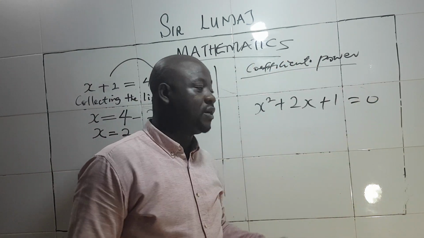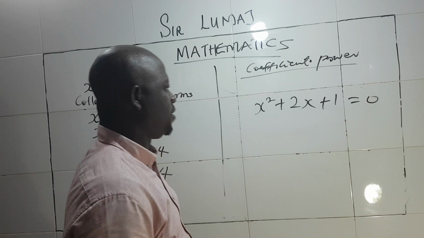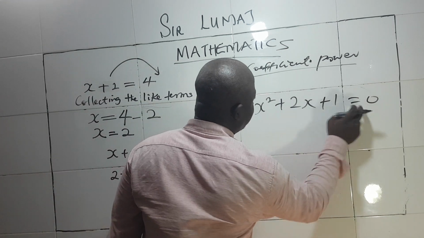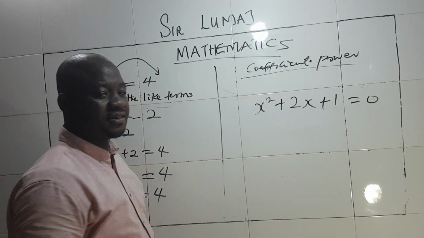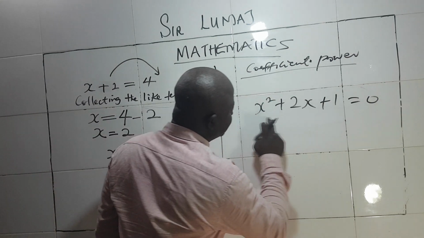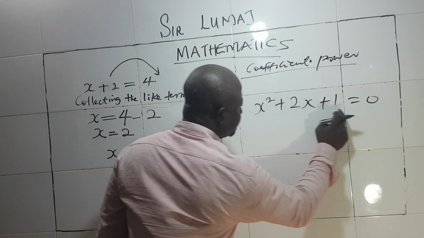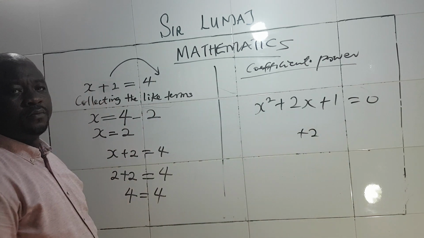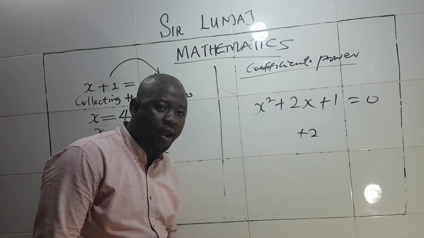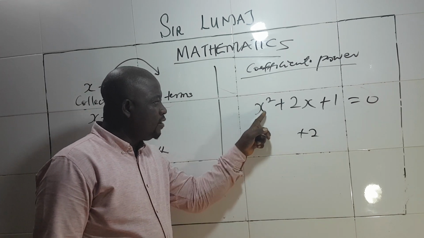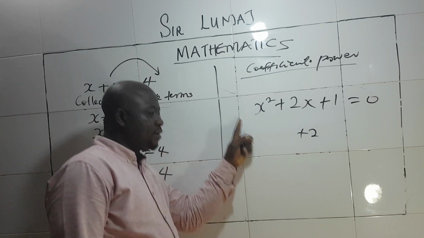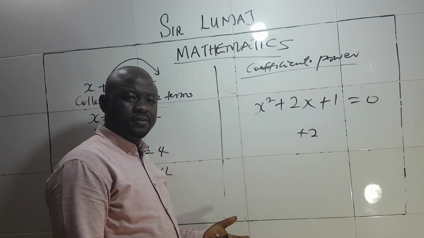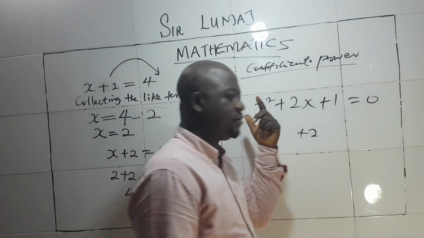I'll teach us quadratic equation, then maybe polynomial. x squared plus 2x plus 1 is equal to 0. I can ask, what's the coefficient of x? The coefficient of x in this expression is what? Plus 2. But if I say what is the coefficient of x squared? This is x squared. Coefficient of x squared here is what? 1. And I may ask, what's the constant? The constant here is what? Plus 1.